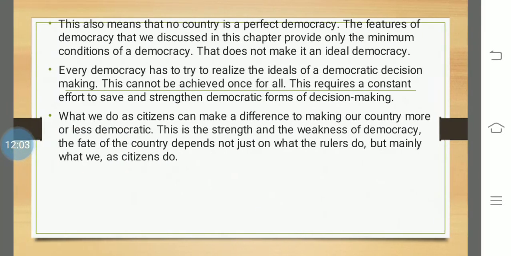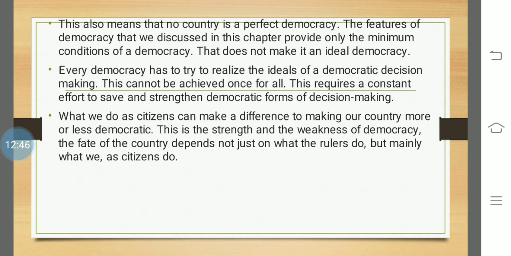Now, no country is a perfect democracy. If we see the actual features or the ideal features of democracy, no country is a perfect democracy. The features of democracy we have discussed in the chapter provide only the minimum conditions. I've told you the minimum conditions, the basic features which should be there, because perfect order does not exist. So what we minimally get should be proper, because this does not make it an ideal democracy.